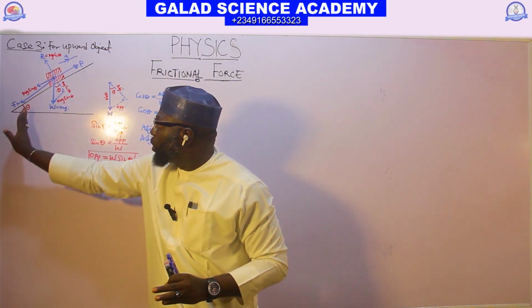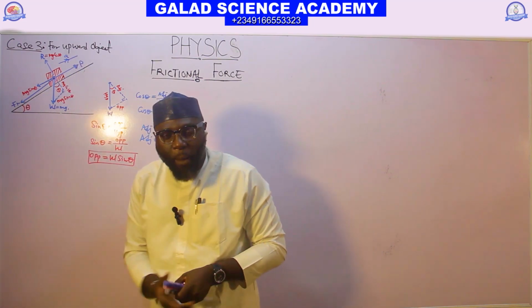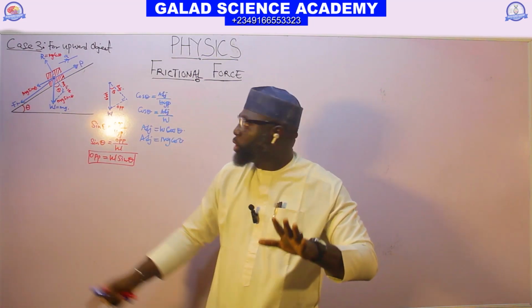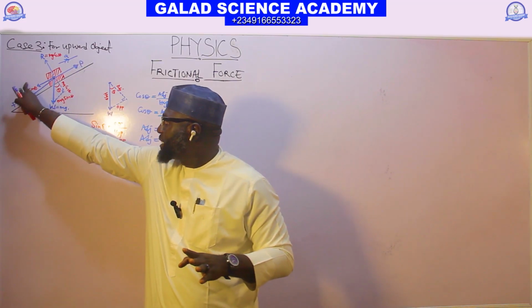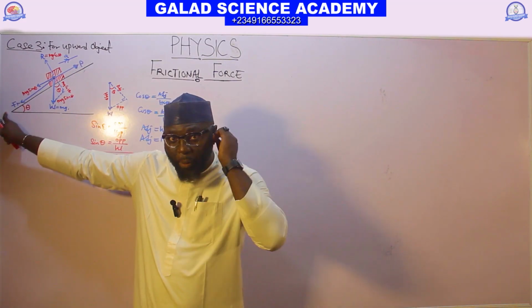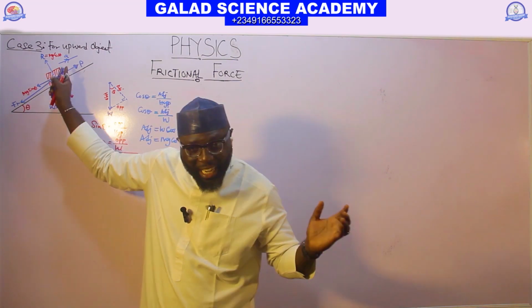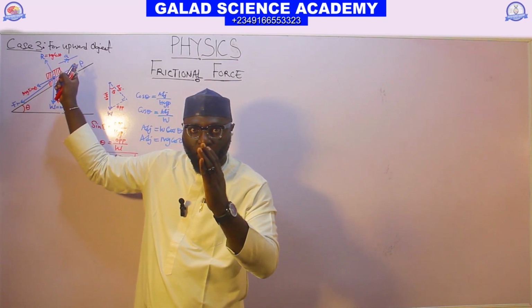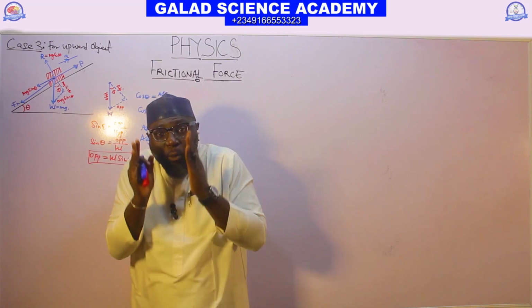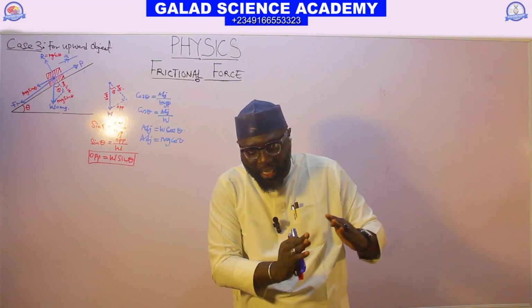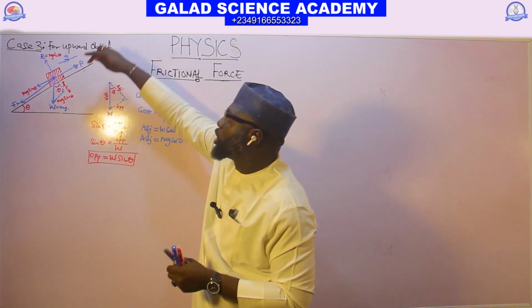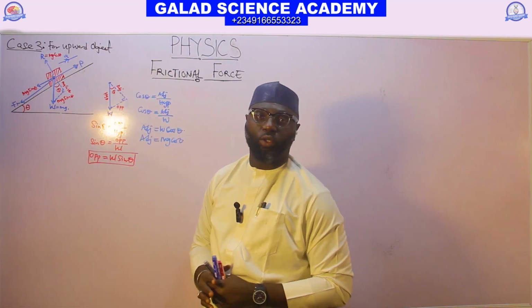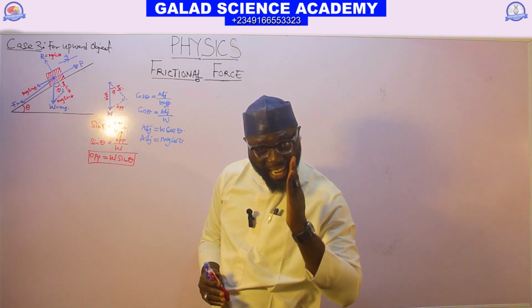So you can now see that in an inclined plane, how many forces do we have on the block? It's three: P, mg sine theta, and the frictional force. P is the force that will drag the block upward. Mg sine theta is the natural weight of the block along the plane. The third one is frictional force, which always opposes the motion of the block upward.